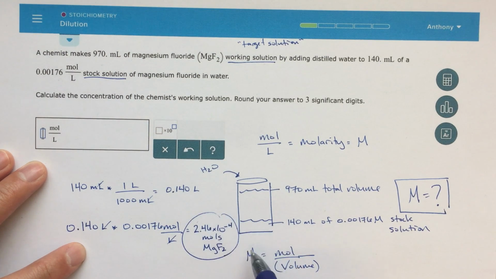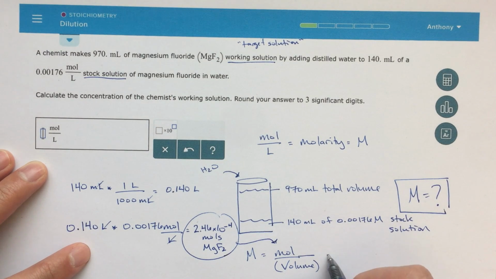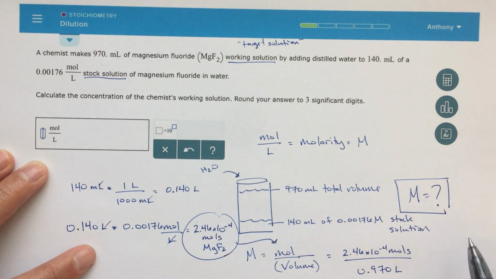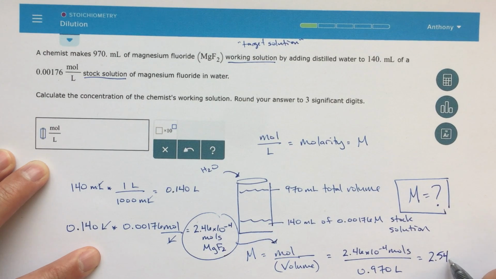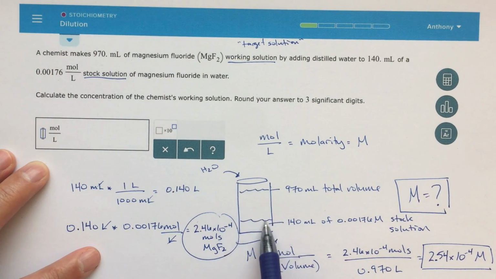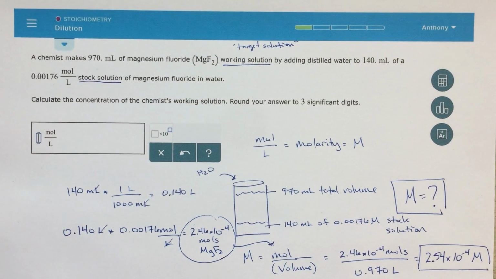So this number of moles, that's really what's going to be plugged in, right? That's what I'm going to plug in here in order to figure out my concentration. So that's going to look like this, 2.46 times 10 to the minus fourth moles over 0.970 liters. So I've already converted this 970 milliliters into liters. And this calculation should give me my final concentration, 2.54 times 10 to the minus fourth molar. So that is the concentration of my new working solution or target solution.